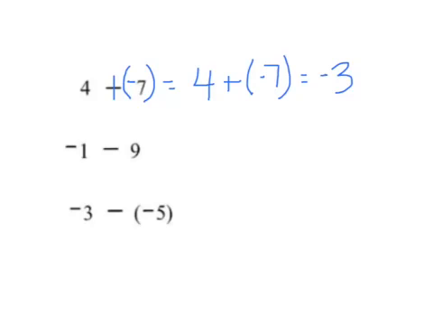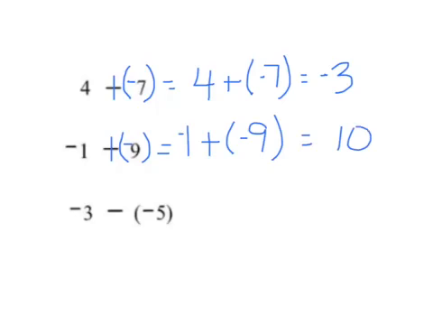Second one, leave that first number alone. Change that minus sign to a plus sign and switch the sign of the second number. So you've now made this problem -1 plus -9. Signs are the same, so we just add our numbers. They're both negative, so your answer's negative.